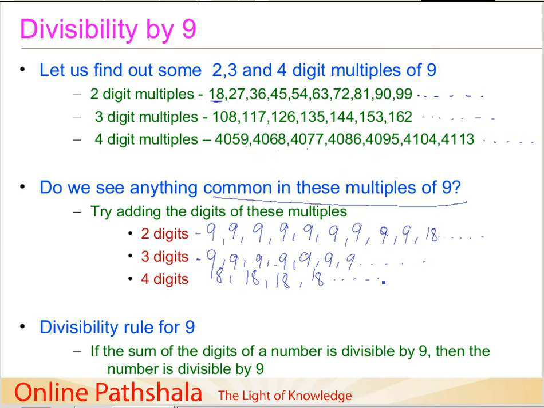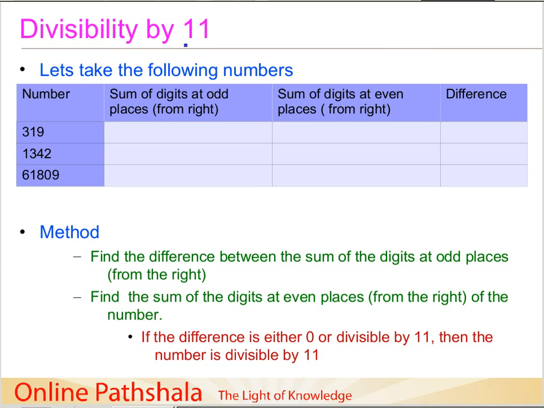So can you see a pattern over here? Well, the pattern is very obvious: if the sum of the digits of a number is a multiple of 9, in other words, if it is divisible by 9, then we say that the number is divisible by 9. And just to let you know, there is only one 1 digit multiple of 9, that is 9 itself. So having said that, now let us go and discuss the divisibility by 11.